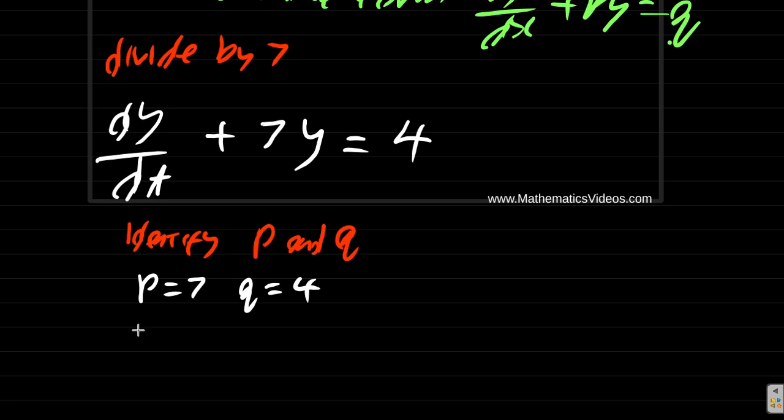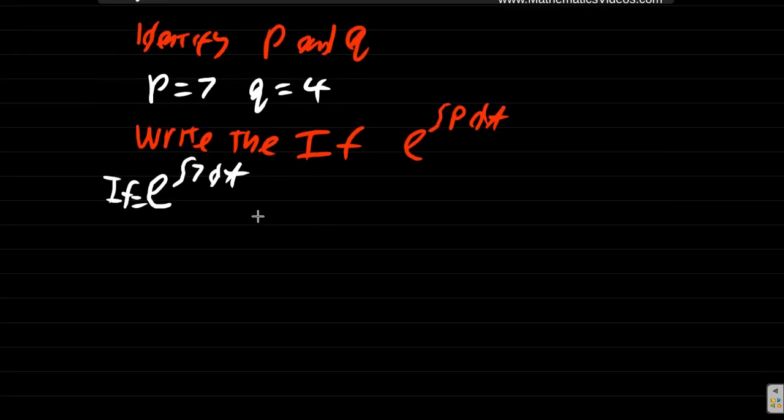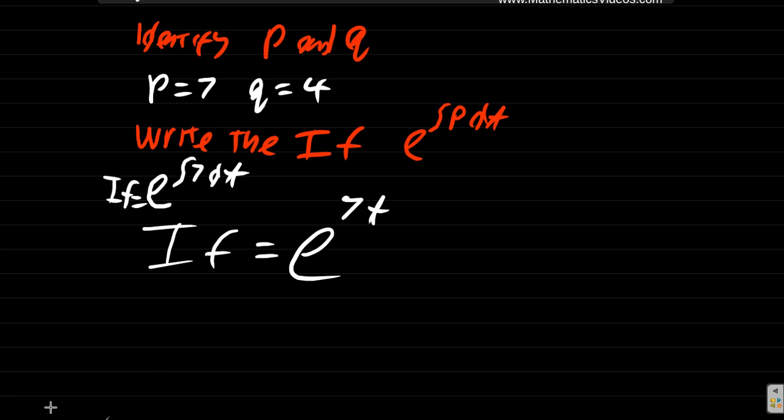Now, the next thing is to find the integrating factor. You write the integrating factor as e to the integral of p dt. Now, what is that? The integrating factor is equal to e to the integral of 7 dt. In this case, when you integrate 7 with respect to t, you get 7t. So the integrating factor is e to the 7t.